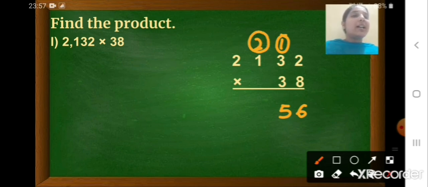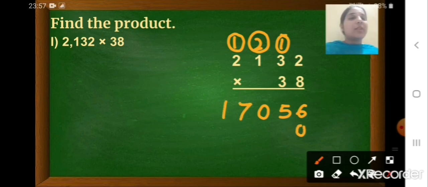Now 1 8s are 8 plus 2, 10. So 0 we will write here and 1 will be carried over to the thousands place. Now 2 8s are 16 plus 1 added, 17. That we will write here. Now we will write 1 0 here. Now we will multiply the multiplicand by the digit at the tens place of the multiplier, which is 3 here. So first we have written 0 here.